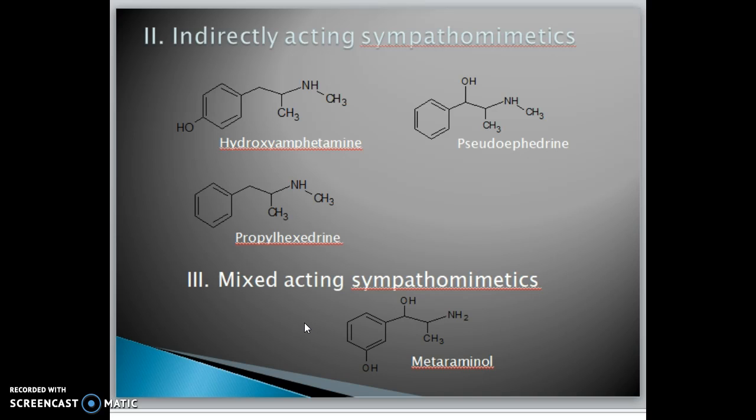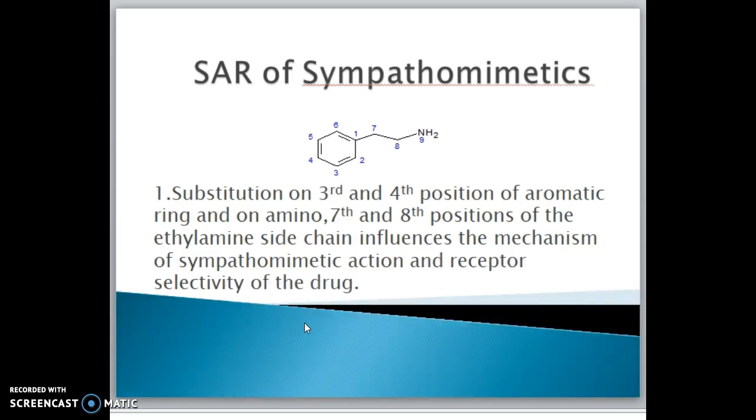This is in brief about classification of sympathomimetics. Now in the next segment we will move on to SAR of sympathomimetics. Before going into SAR, we have to first understand the basic structure of sympathomimetics. As we have seen in the previous structures, there will be the presence of a phenyl ring and an ethylene bridge, and then an amine group in the side chain. That means briefly we can say that the phenyl moiety and the amine are bridged by an ethylene chain.